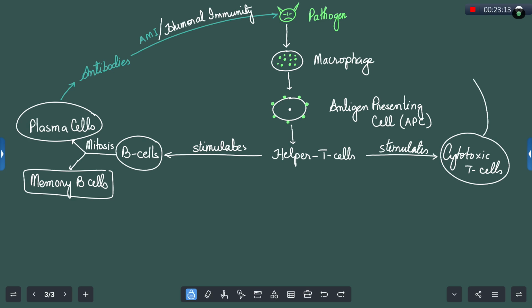So the T cell itself go and kill the pathogen. Cell mediated immunity. Cell eliminates the pathogen, cell mediated immunity. Antibody eliminates the pathogen, antibody mediated immunity. Can I put it as CMI?